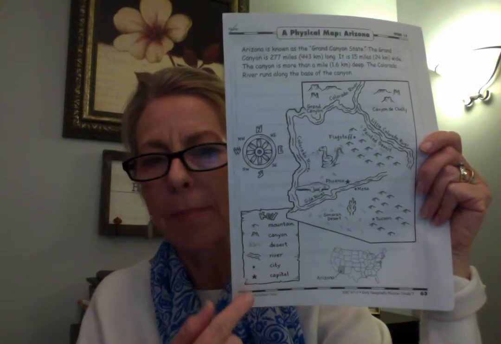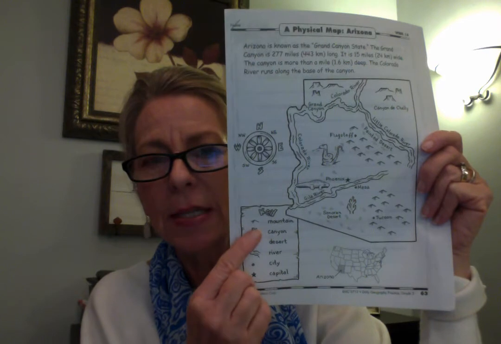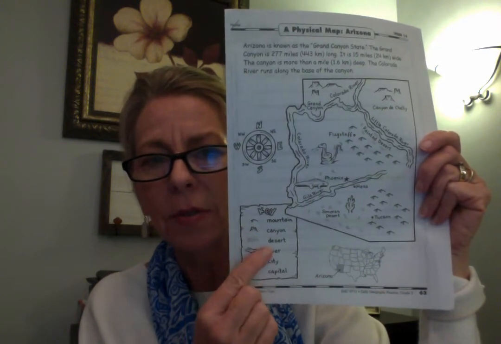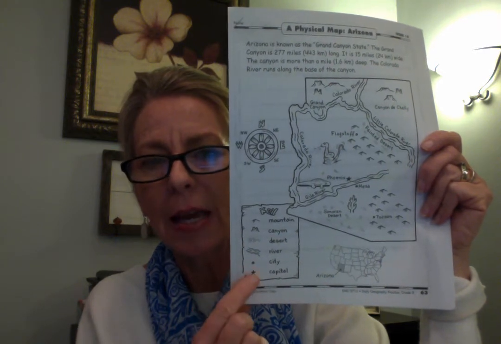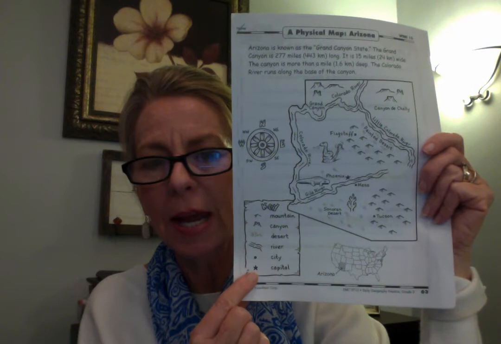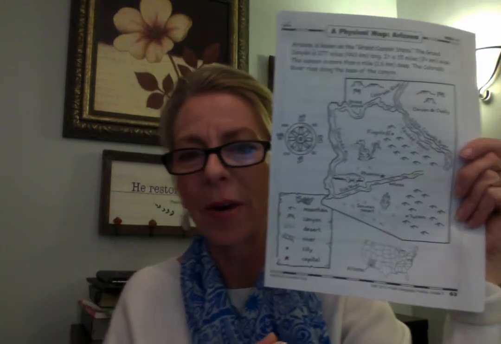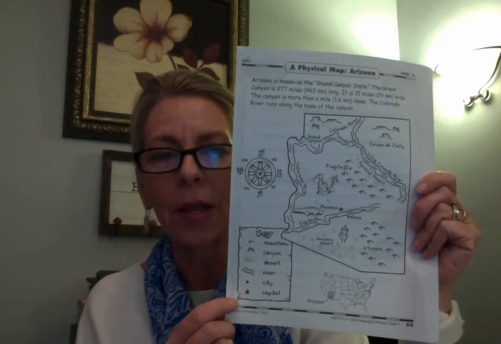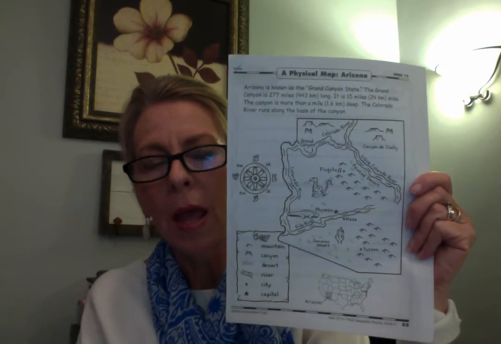Okay, so it's always important to take a look at the compass rose, find out where everything is, and to look at the map key. That's super important to always take a look at that. Okay, so we can see that mountains have this symbol. Canyons have this symbol, deserts have this symbol, rivers, cities, and capital. Each state has a capital. It's a city, but it's a major city. It's where the state government takes place. That's the capital. So you'll be able to find all of these things on the map, okay?